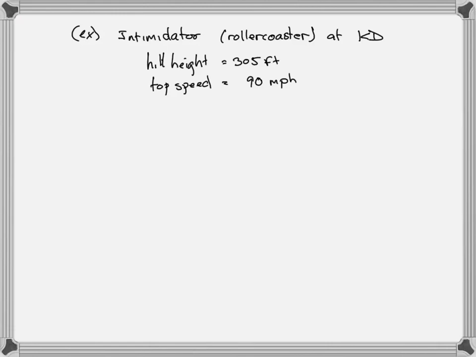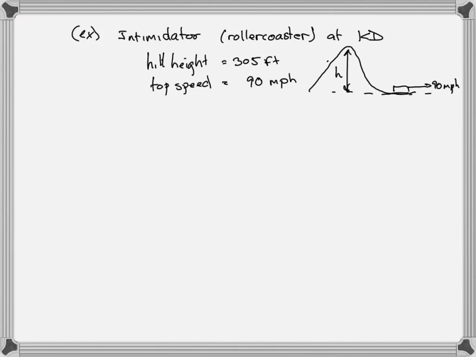So basically, you've got a roller coaster that goes up a big hill, and then it comes down and then does something else, right? So we're basically saying that this big hill is 305 feet above the ground, and that at this point the roller coaster car has a speed of 90 miles per hour. That's miles per hour. Okay. So we ask about this.